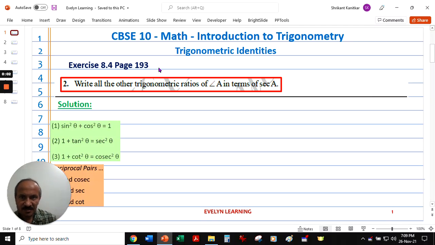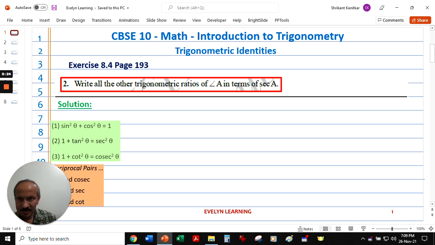Hi students, welcome to this short session on CBSE 10 Math. The chapter name is Introduction to Trigonometry. The topic is Trigonometric Identities. So this is chapter 8 from CBSE 10 Math, exercise 8.4, page 193.